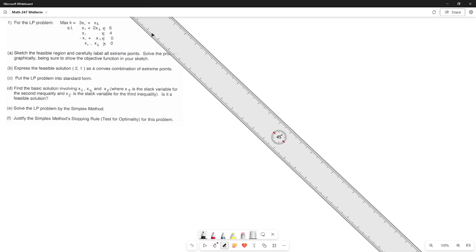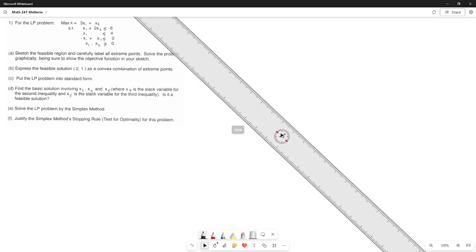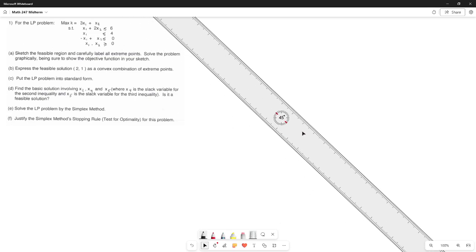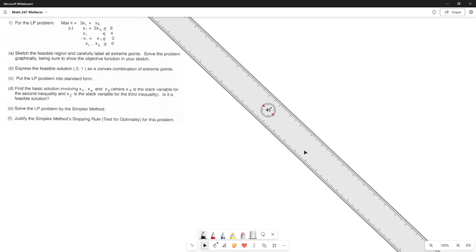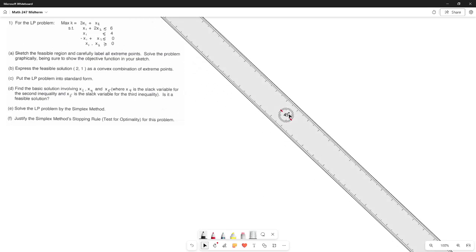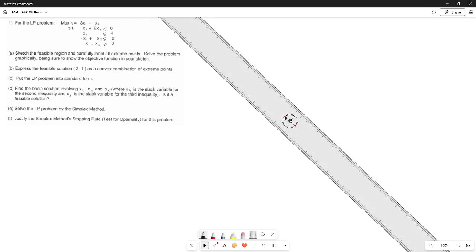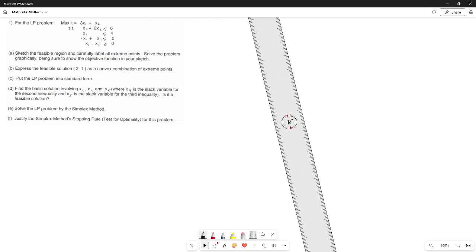How can I turn this? Does it not let me turn it? Wow, then I don't even know what the point of it is if I can't. Oh, there we go. Okay.